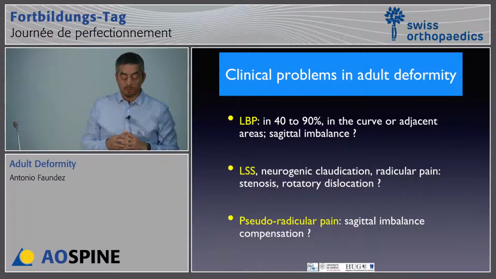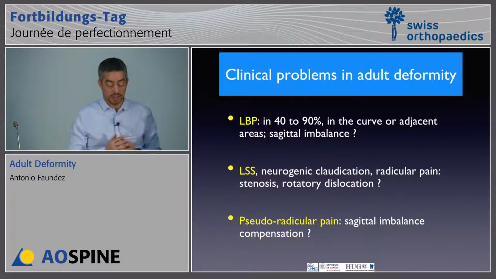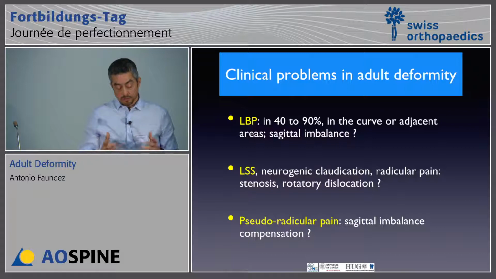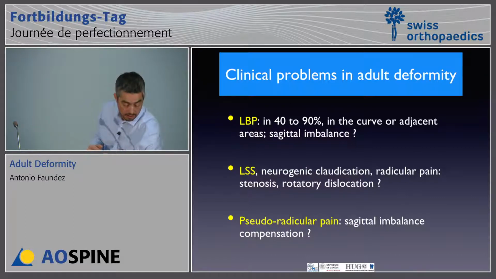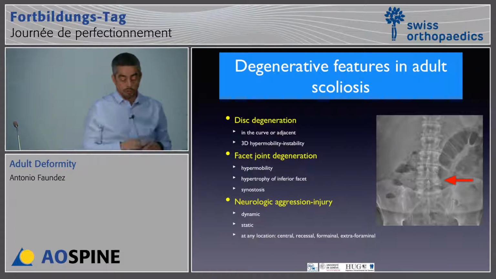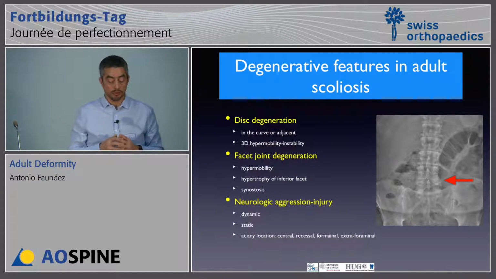Clinical problems we see in adult deformity are low back pain in 40 to 90% of the patients. It can be in the curve or in adjacent areas. Mainly sagittal balance is implicated, as I'll show you. You can have lumbar spinal stenosis with neurogenic claudication, radicular pain, and it's due to rotatory dislocation in most of the cases. Pseudoradicular pain can also be due to sagittal imbalance. It's a compensation sign of retroversion of the pelvis with pain in the gluteal muscles. Degenerative features that we see in adult scoliosis are disc degeneration, which can be in the curve or adjacent.